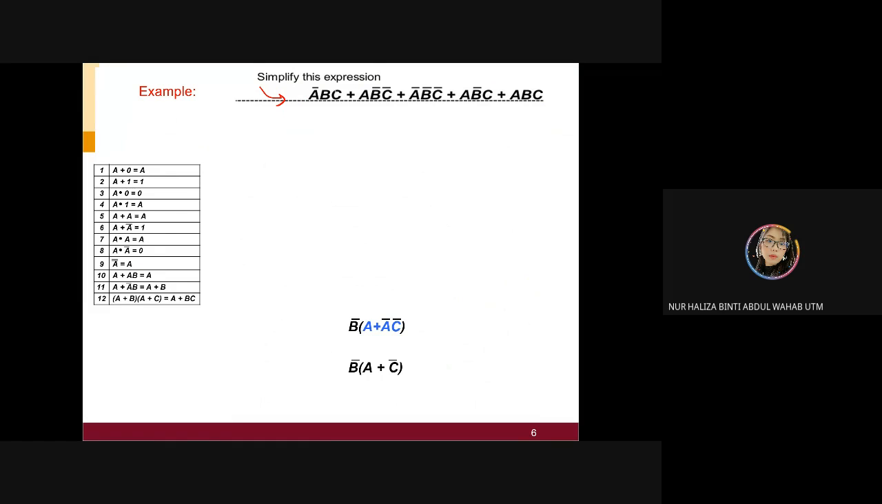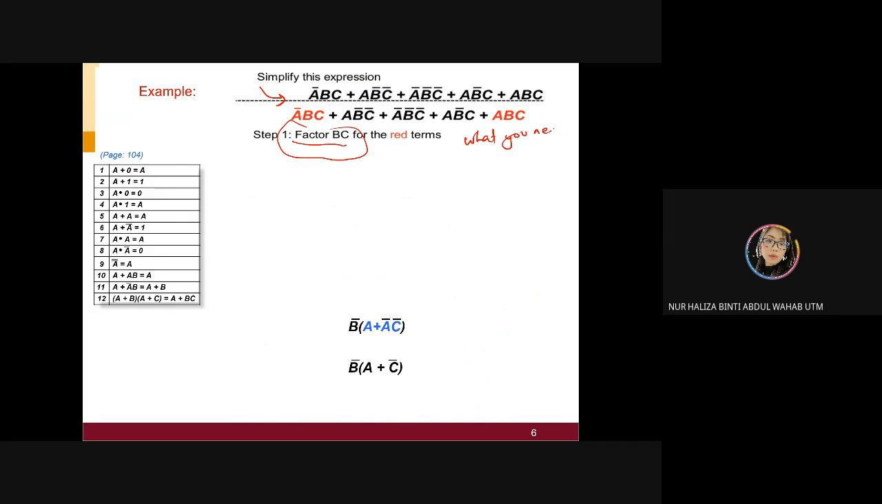How can you do it? So from this, you can factorize BC. As mentioned, it doesn't inform you what you need to do next, so it depends on you. From all these 12 rules, you need to think by yourself which step or which rule you're going to apply first.